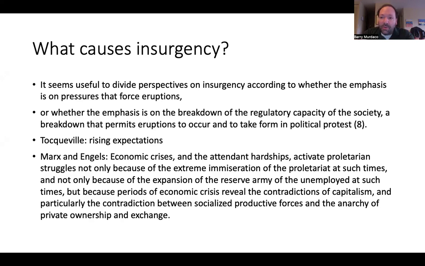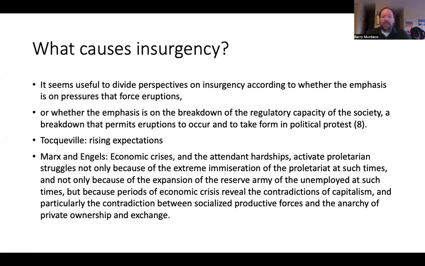Then you have basically the view of Marx and Engels, which is actually a little bit different also, right? People would normally think that, well, in this idea that things are getting worse for the working class, that's why you have these eruptions of people. But Marx and Engels' view is a little more nuanced than that, let's say. So they paraphrase it here. They say economic crises and the attendant hardship. This is also on page 8.